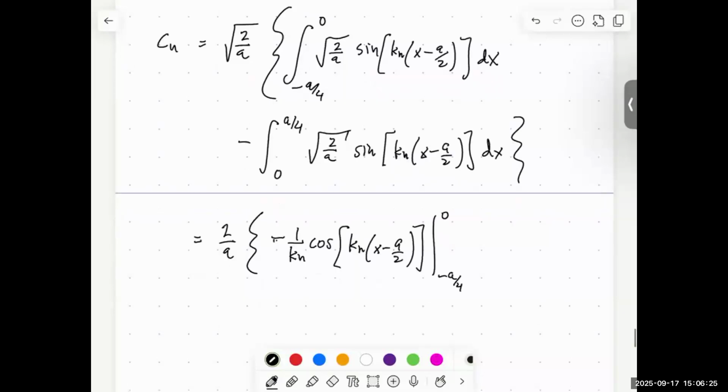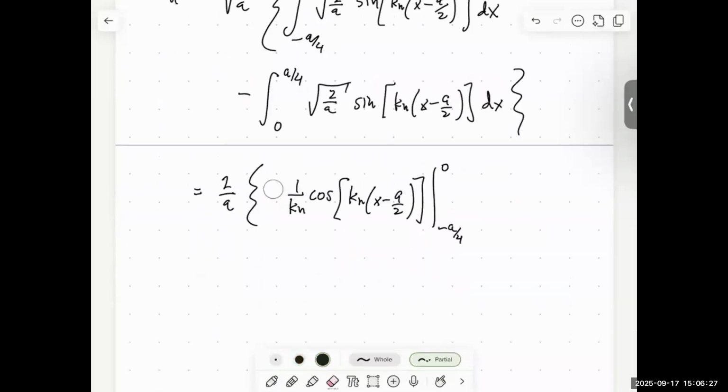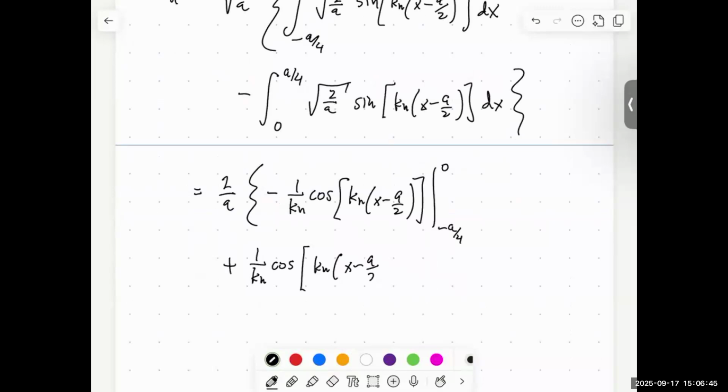Okay. And then we're going to do the same integral again. We pick up a minus sign, but we already have a minus sign out front, so we end up with a plus. So we get a plus 1 over kn cos kn x minus a by 2. And we're going to go from, this time, 0 to a by 4.